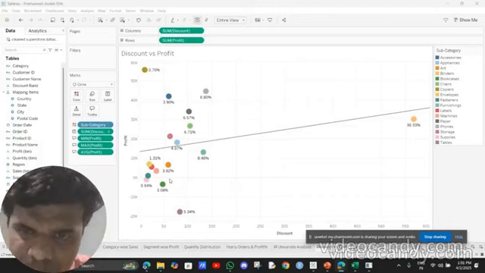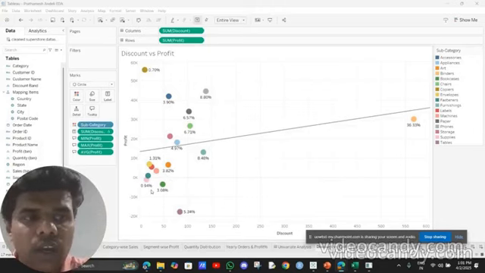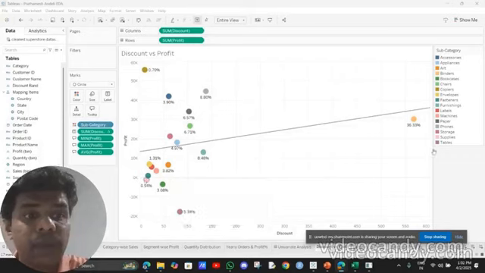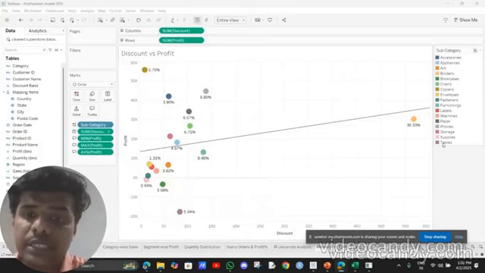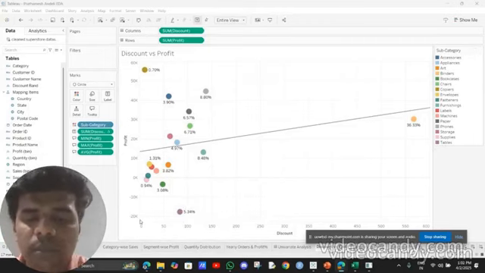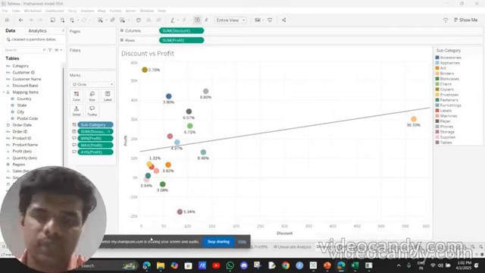Still there are some subcategories on which the superstore has to work, like supplies, tables. Table is one of the subcategories which has a good amount of discount, but still it's not profitable. So such kinds of insights can very easily be achieved by using this plot.